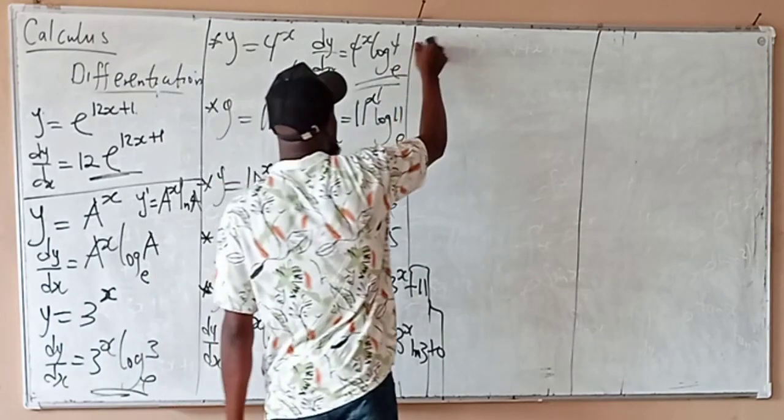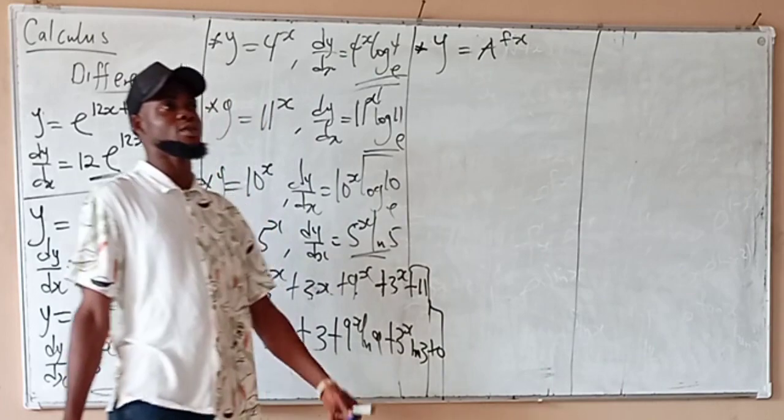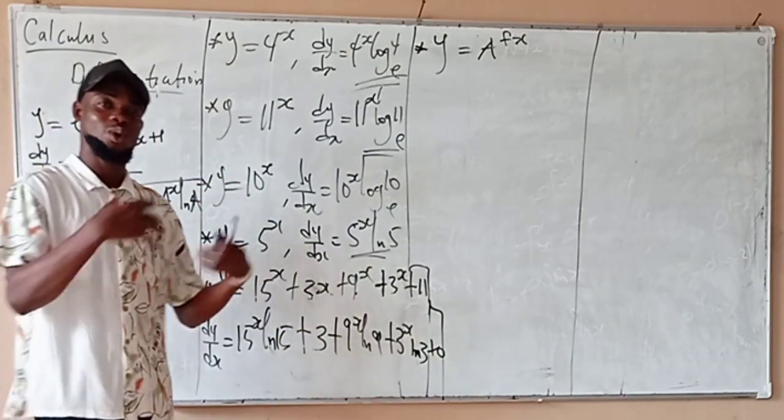So let's do something like this. Let's say y is equal to a raised power a function of x now. A raised power a function of x. How are we going to look at this?